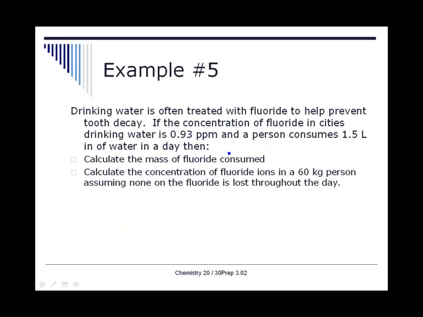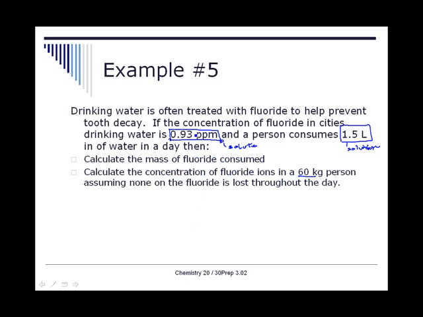Alright, so here we have drinking water with fluoride to help prevent tooth decay. The concentration of fluoride in city waters is, and here they give us the concentration, 0.93 parts per million. And we're saying the average person consumes about 1.5 liters of this solution every day. So this is our solution, and this is our solute. So the first thing we're going to do is calculate the mass of fluoride consumed, and then we're going to recalculate our concentration in one person.